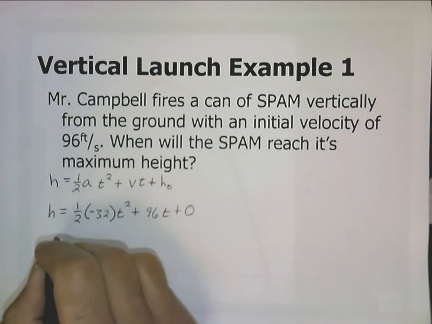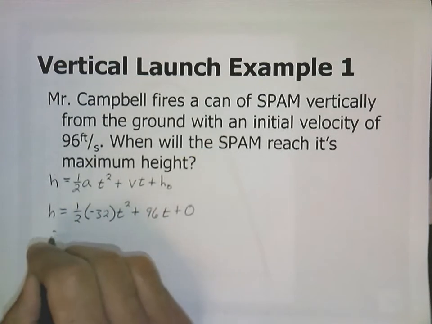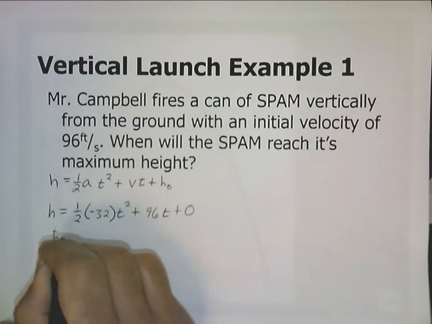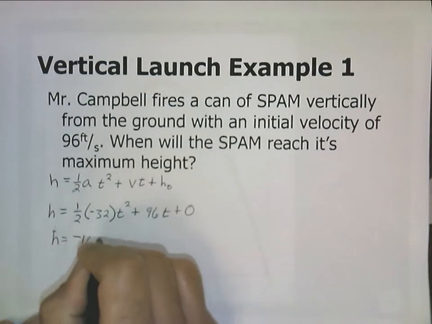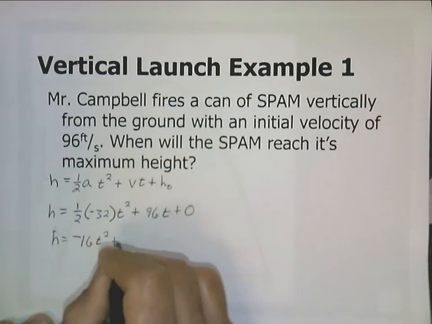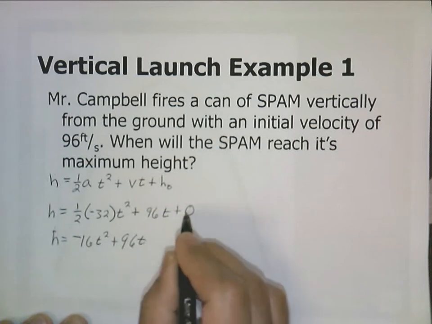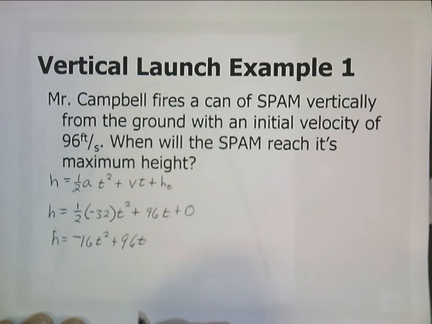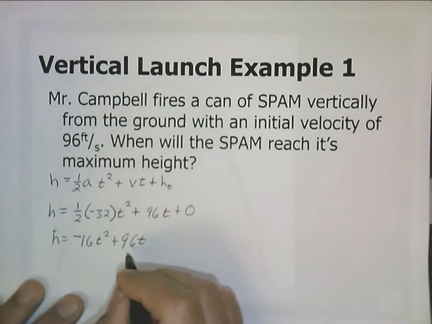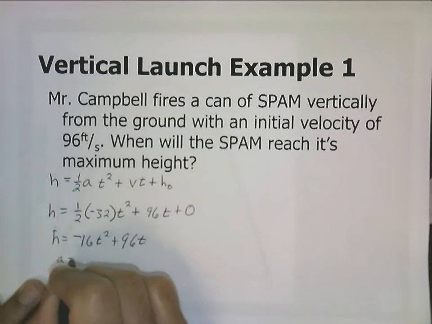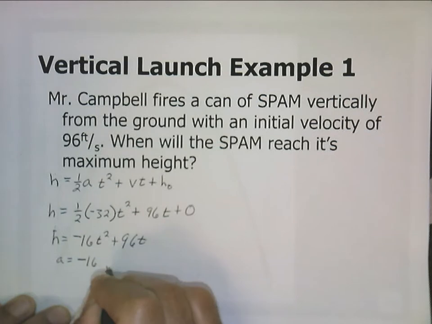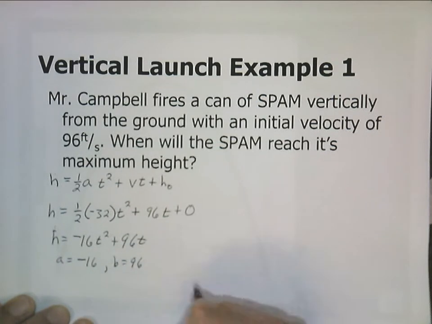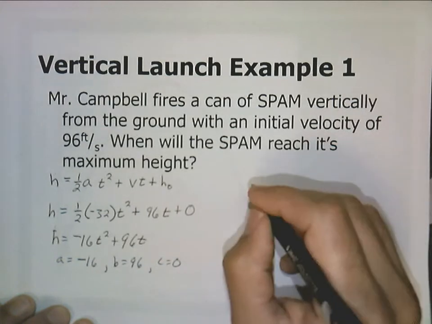So here, if we rewrite this now, just with 1/2 times -32 is of course going to be -16 times t squared plus 96t. We don't need to write that plus 0. We just need to look at what a and b are. Here, a is going to be equal to -16. B is going to be 96. C is, of course, 0, but we don't need that for finding a line of symmetry.